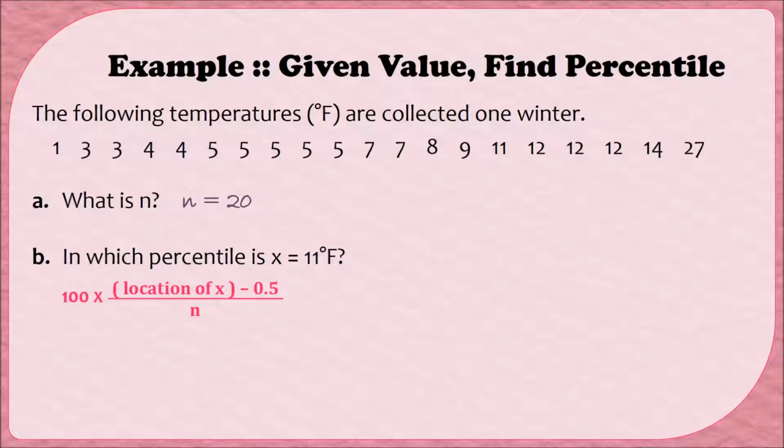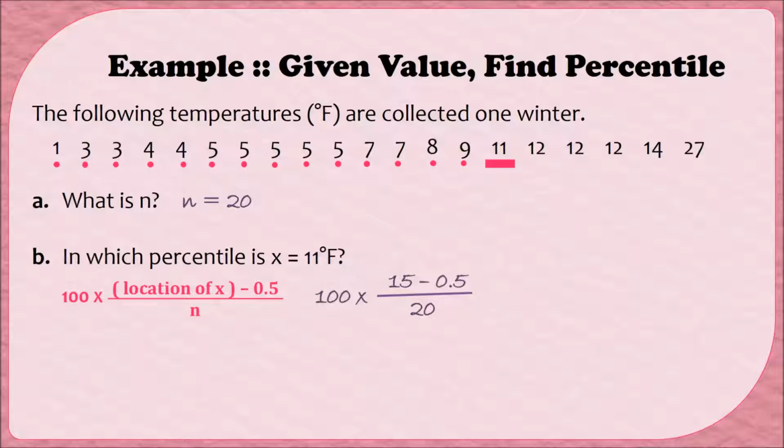So first we're going to figure out, well, where is 11? Let's find it. So here it is. And now I have to count from the beginning to get its location. So we'll count 1, 2, 3, 4, 5, 6, 7, 8, 9, 10, 11, 12, 13, 14, 15. 11 is the 15th number in this list. So 15 is the number that I get to plug into this formula. So we'll take 100 times 15 minus 0.5, and then we'll divide that by 20.